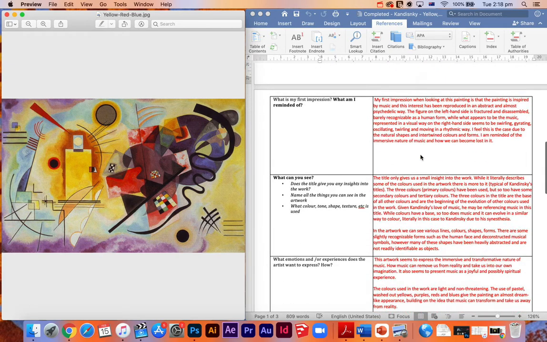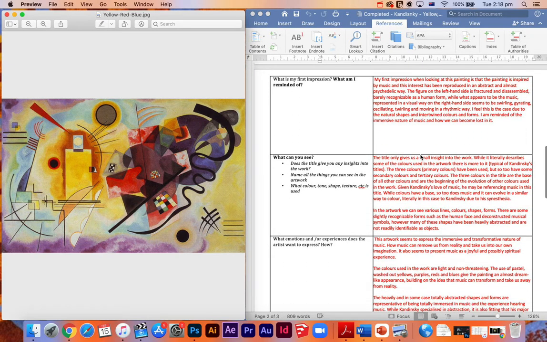All right, so the first question you'll see from a subjective frame perspective is, what is my first impression and what am I reminded of? I've written my answer here, and I'm using this as a model or an example, so that when you write your answer, you're writing it in a way that thoroughly and properly answers that question.